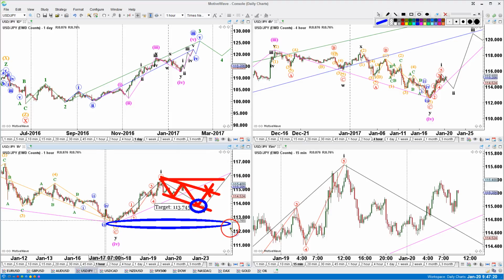Invalidation at the low. If we are right, this is going to be the beginning of the next bullish move, where the targets are around this 118.50 area, the previous high. So this is going to be a fantastic trade. We're finding the end of 4.